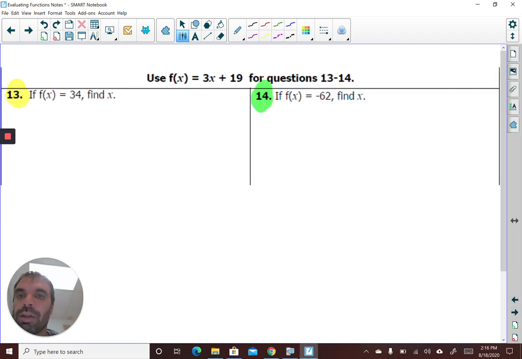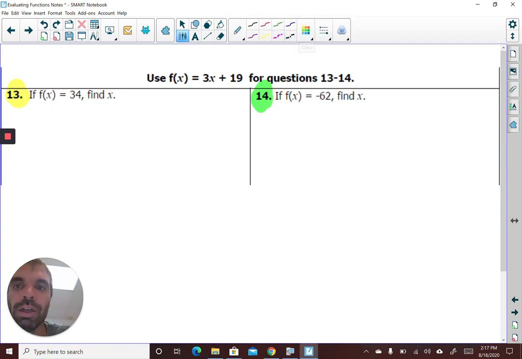All right. Another type of problem we have here is kind of working backwards. Notice this one says f of x equals 34. That doesn't mean to put 34 in for x. That means put 34 in for f of x. So something to pay attention to. You've got to make sure you're seeing and reading things the right way.